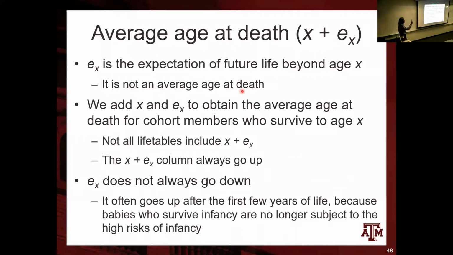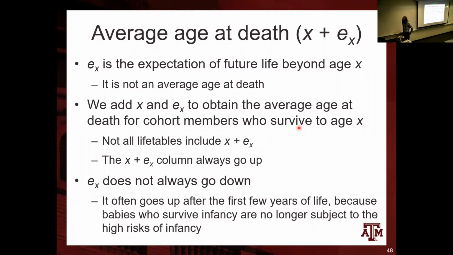Oh, but what about the life expectancy at birth? The life expectancy at birth, you said that's the average age at death for people who experience those mortality probabilities. Why is that? Because in that case, we get the e0, 78.7 in that exercise, and add the age at the beginning of that age group, which is 0 to 1. So 0 plus 78.7, you're going to have 78.7. But for the other age groups, you have to add the x's. We add x and ex to obtain the average age at death for cohort members who survive to that age x. Not all life tables include this column.